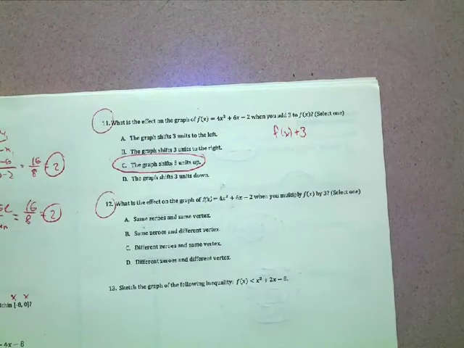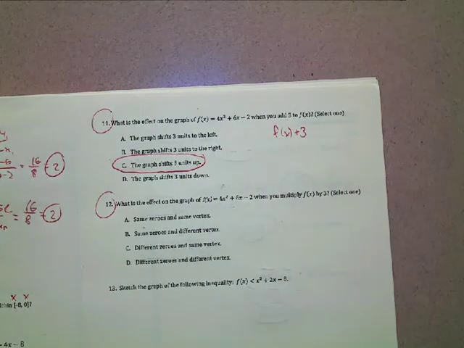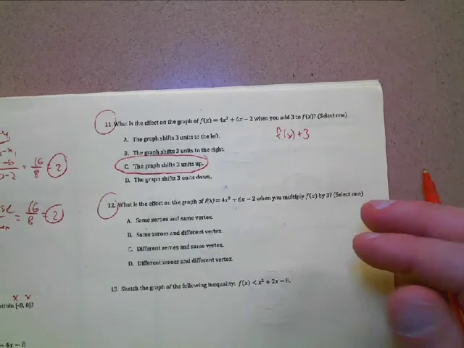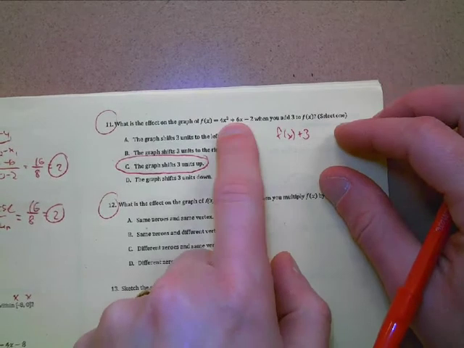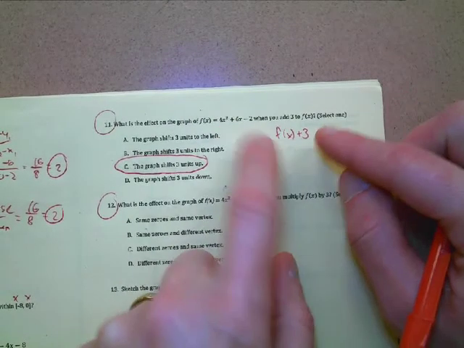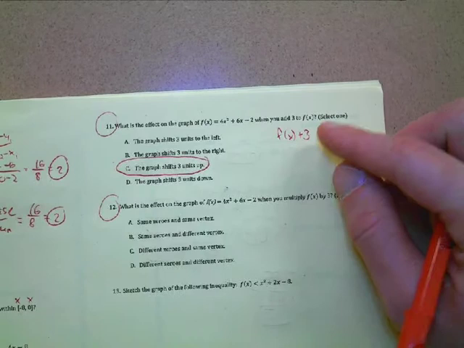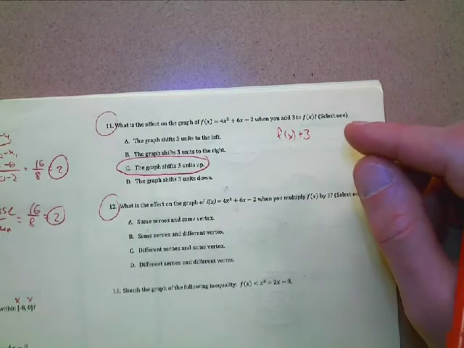It's the same idea we had in the warm-up where we had the -2 on the outside. That shifted things down 2. When you add 3 on the outside, it shifts things up 3. Even if it's not in our normal vertex form, if I just add 3 to a random function, it will shift it automatically up 3.